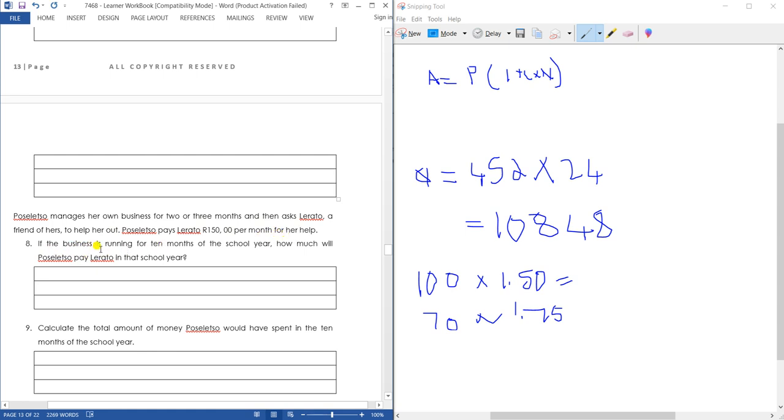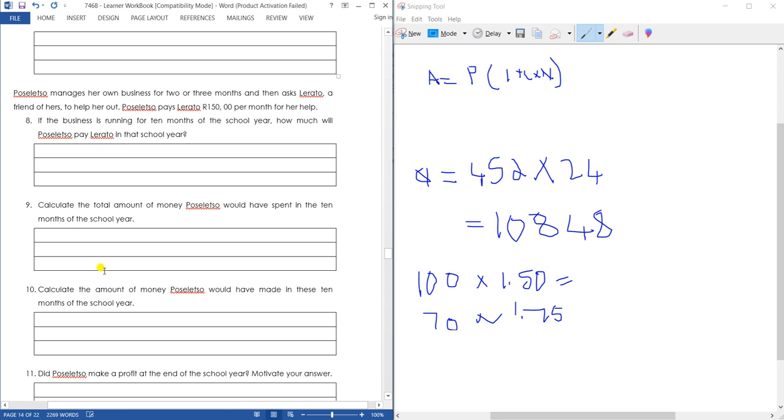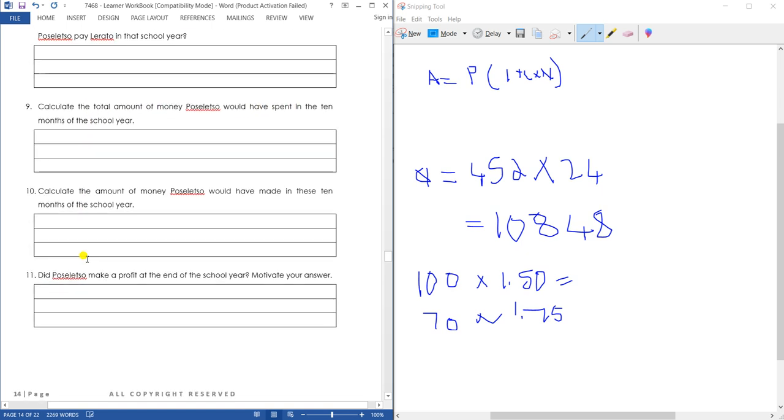So if the business is running for 10 months of the school year, how much will Puseletso pay Lerato in that school year? Number 9, you need to calculate the total amount of money Puseletso would have spent in the 10 months of the school year. Number 10, calculate the amount of money Puseletso would have made in these 10 months of the school year.